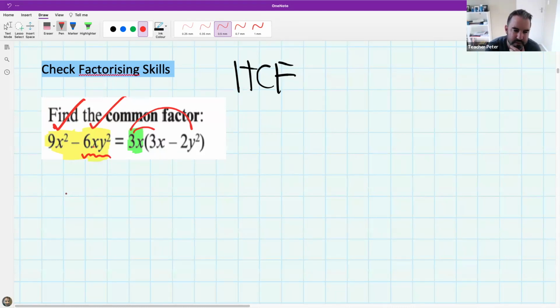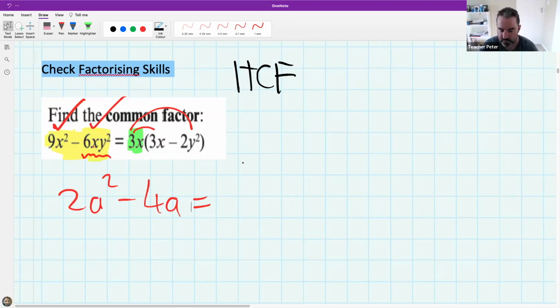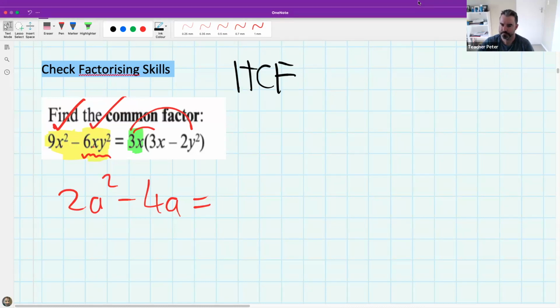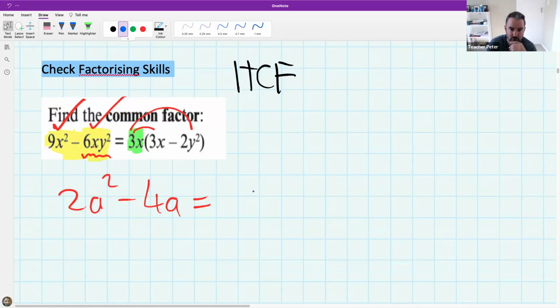I'll make up another example here. If I said to you, take out the highest common factor for that expression, what is the highest common factor for that expression I just wrote in? Okay, so there's definitely going to be a 2, because 2 goes into 2 and 2 goes into 4, but there's also an a. Now the question is, what goes into the next bracket? So that if I multiplied it out, if I expanded it or took the product, I would get back to what I started with.